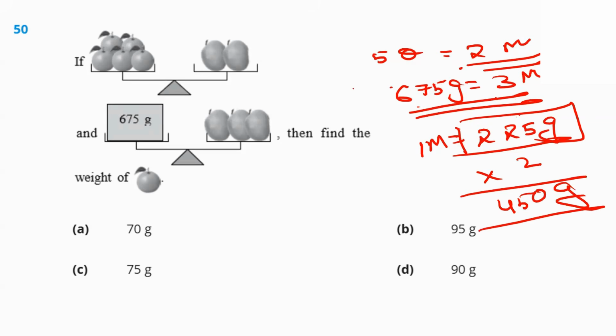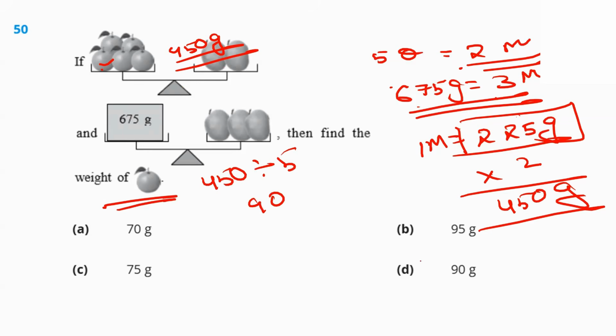That means basically 5 oranges together weigh 450 grams. If 5 oranges together weigh 450 grams, what's the weight of 1 orange? 450 divided by 5, that's 90 grams. Option D being the answer.